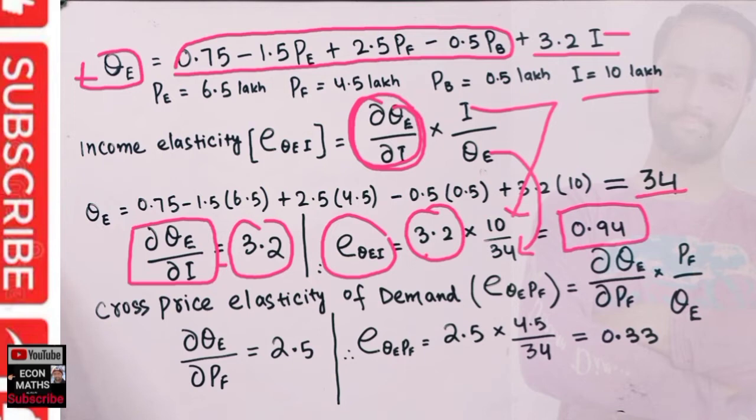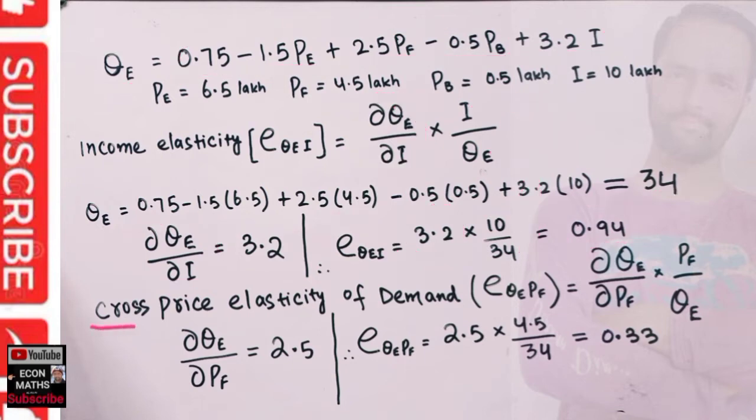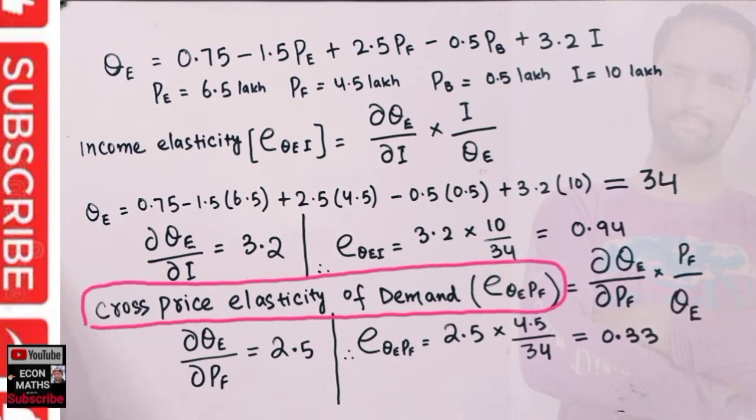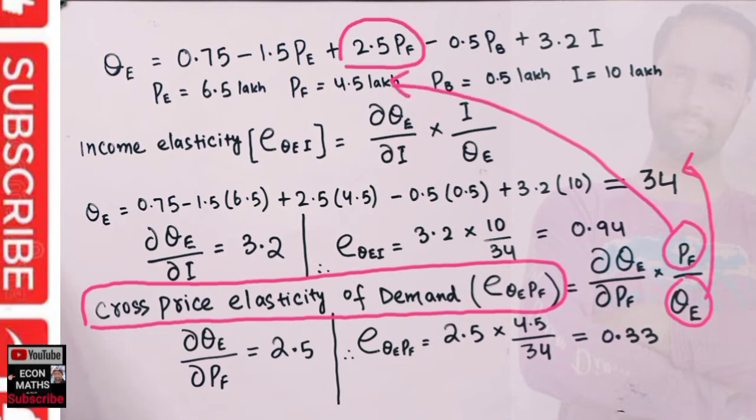Similarly, we were told to find out the cross price elasticity of demand. The formula will be the same. That means change in quantity demanded upon change in the price of PF, this very stuff here, into PF upon QE. QE we calculated, this is 34, PF is given to us as 4.5 lakh.